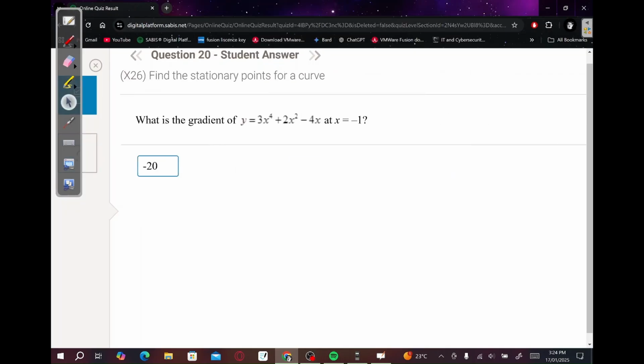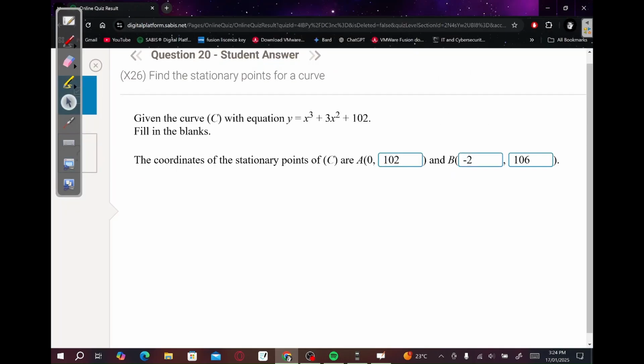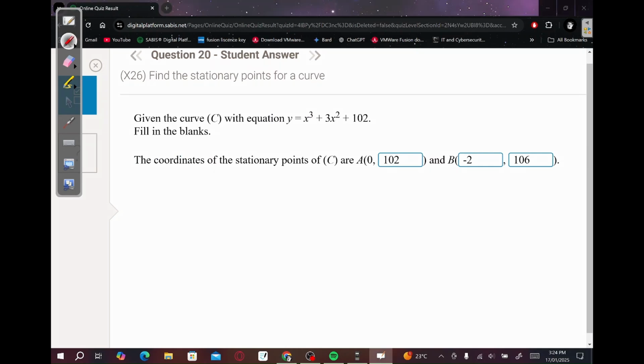Question 20. Find the stationary points. Okay. Given the curve C, y equals x cubed plus 3x squared plus 102. Okay, first you derive: dy by dx is 3x squared plus 6x. This constant derives to 0.